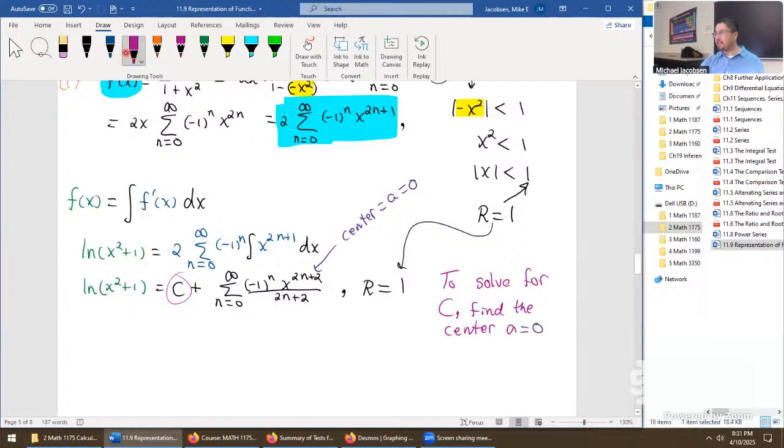So now let's connect that thought with what we're about to do to solve for c. Every time you go to solve for c and there's a power series somewhere, find the center, set x equals A on both sides. So the best x to pick is the x value that represents the center, A. In this problem, it's 0. So let's take that again. Running out of colors here, but we'll make it.